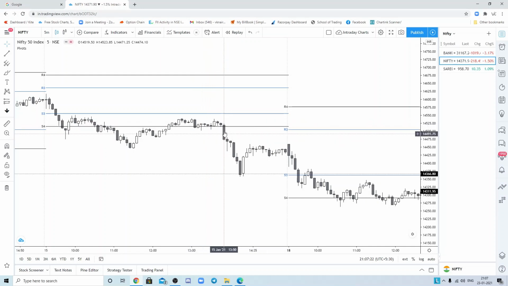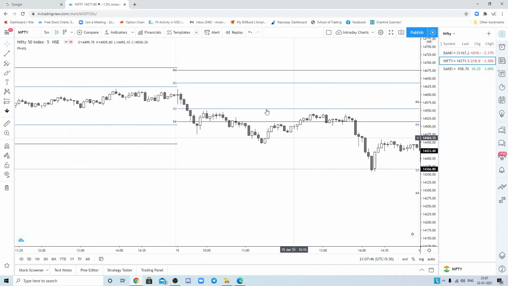Now this is a very big candle. Taking a trade here is risky, but if you had taken it at this level, your stop loss will be just above S4, so that even if the candle comes back, your stop loss is hit and you lose only a small amount of money. But what happened here? Again, the price fell down.